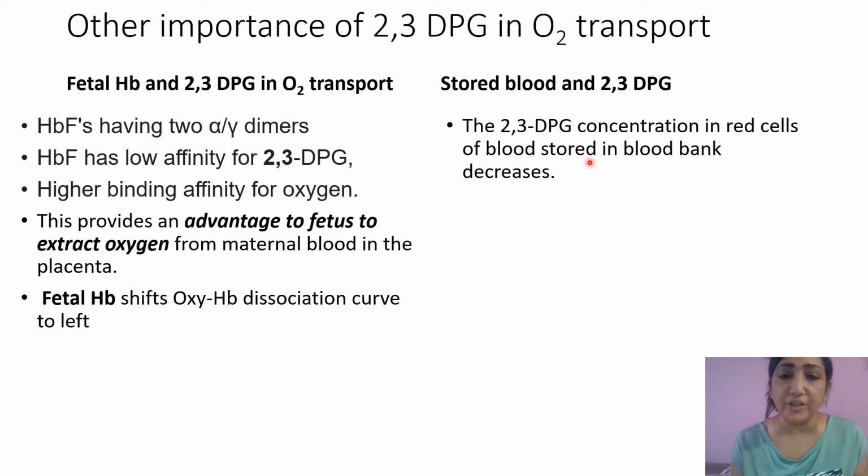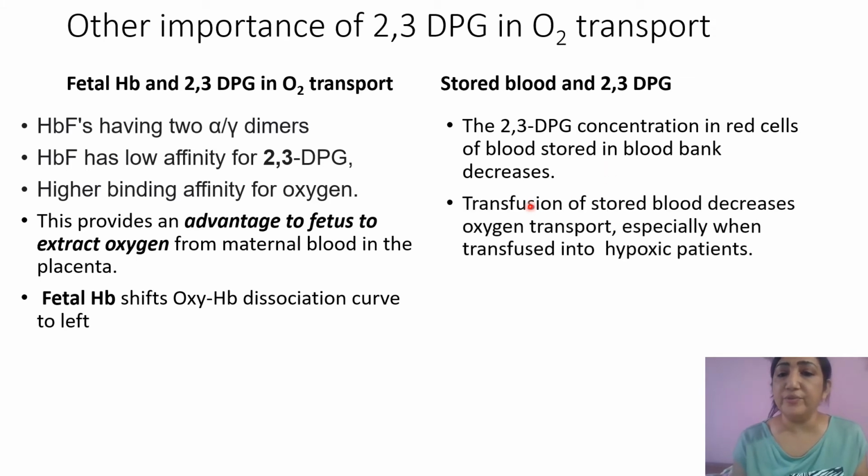It doesn't matter so much when transfused into a patient who is not hypoxic. But in a hypoxic patient, if you give stored blood which has a lower 2,3-DPG concentration, the unloading of the oxygen is less, so the hypoxia won't be treated in that case.